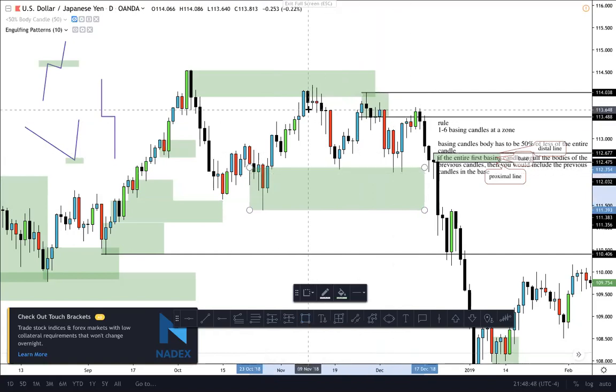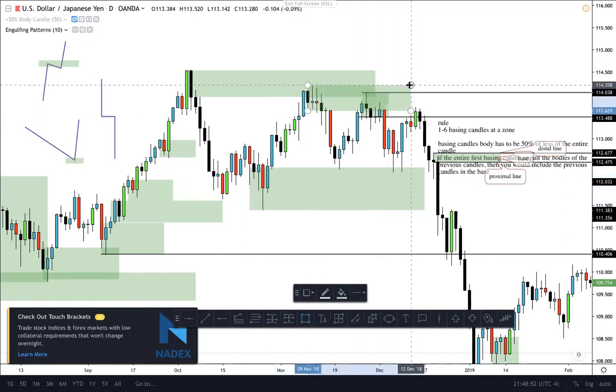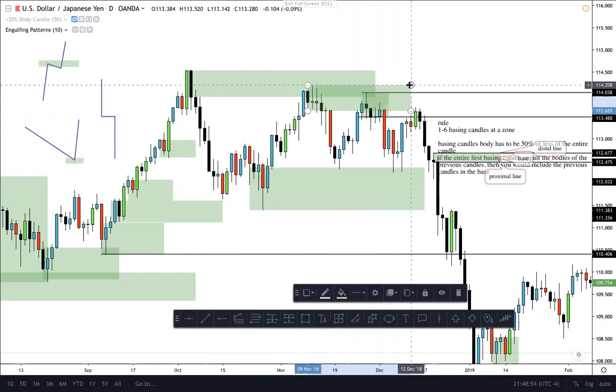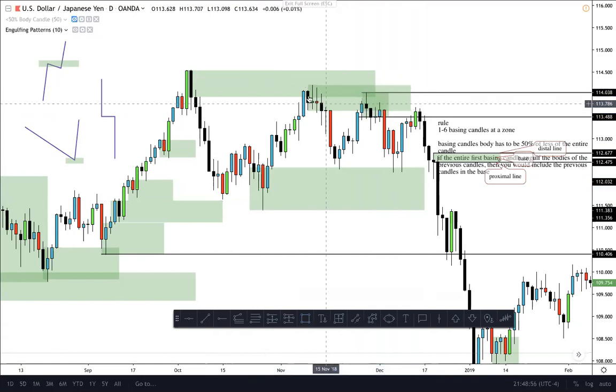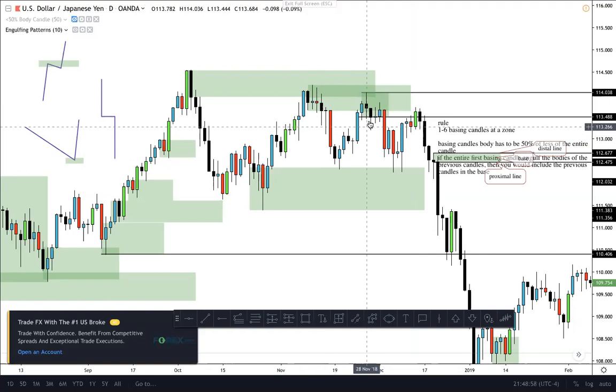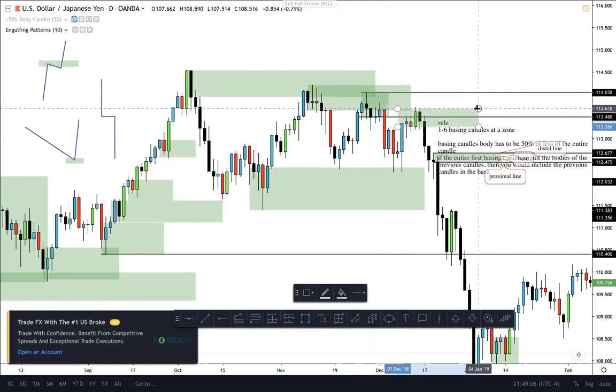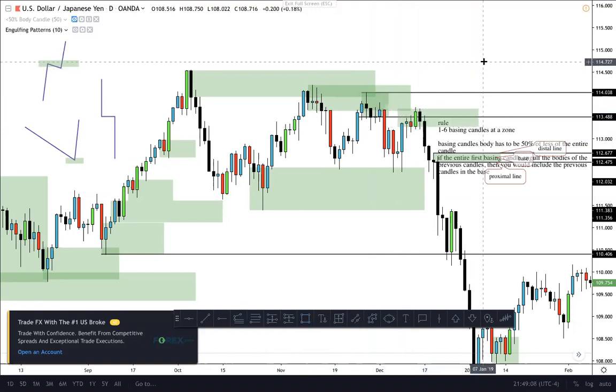This would be another base, right? Gold. And you could have a base within a base. So we see we have a base here, the market dropped. We had a base here, the market dropped. And then we had another base right here, and the market dropped.